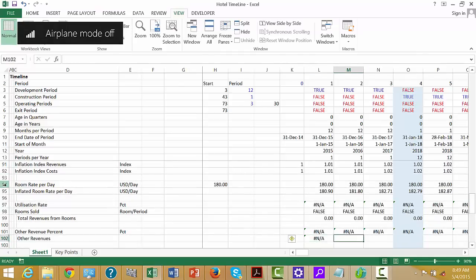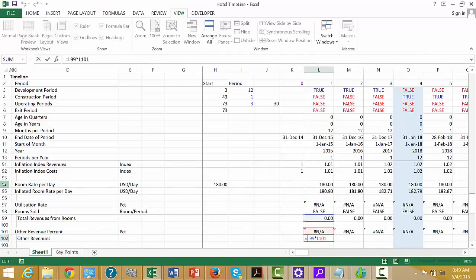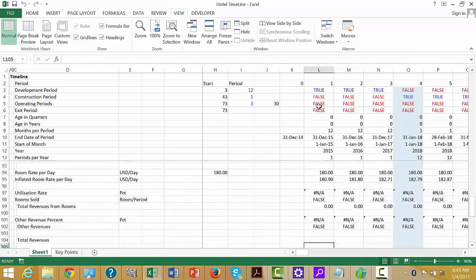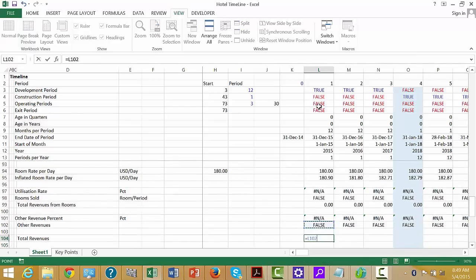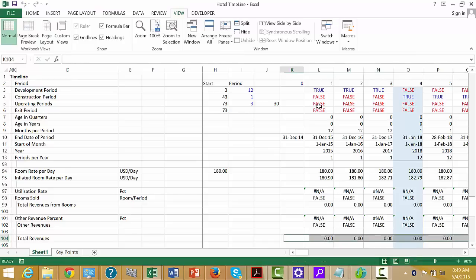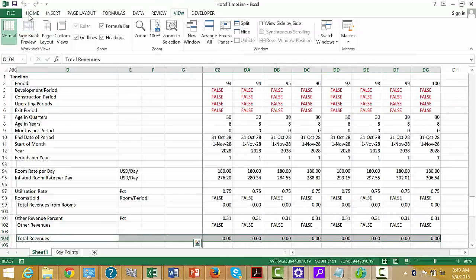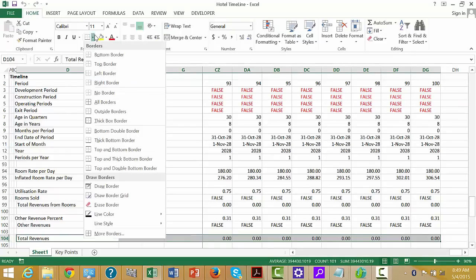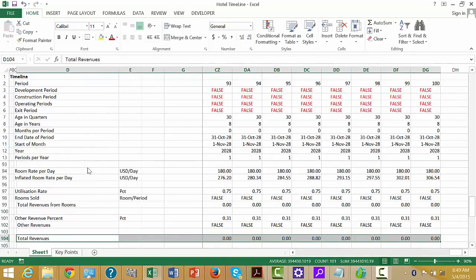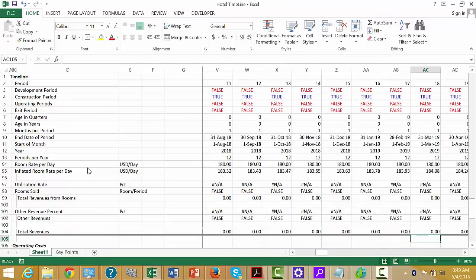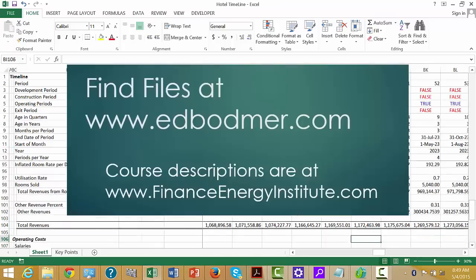I'm so used to pressing the function thing. If it's the operating period, then we do that. So we get some falses, and finally we can get our total revenues. And here's what I would do with this one: because this is such an important number, let's go to the home tab and just put an underline on it. So we start right here, okay?